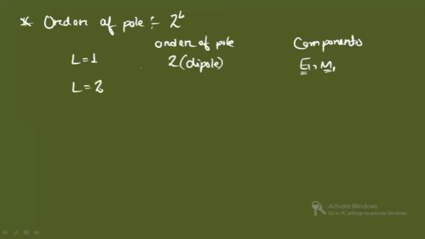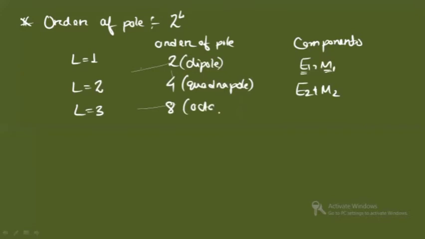Similarly, if you write here L equals 2, the order will be 2 to the power 2, which is 4. So this is a quadrupole, right? So the components will be E2 and M2. This is the electric quadrupole. This is the magnetic quadrupole. Similarly, if L equals 3, then you will have 8. Order is 8. That means it is an octupole. All right. So this is E3 and M3. This is the electric octupole. This is the magnetic octupole. And this is how you can calculate the higher order poles. Clear?